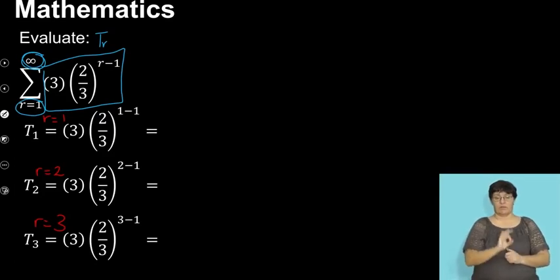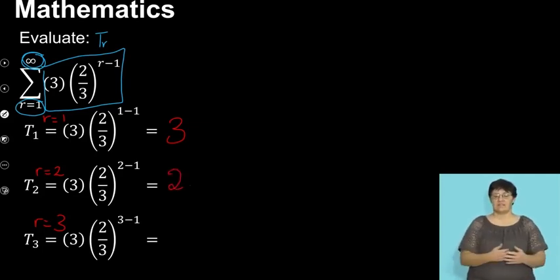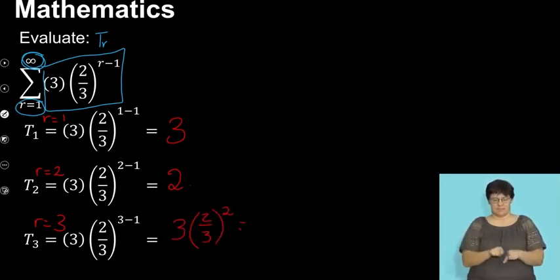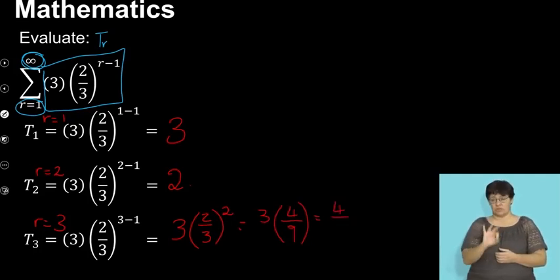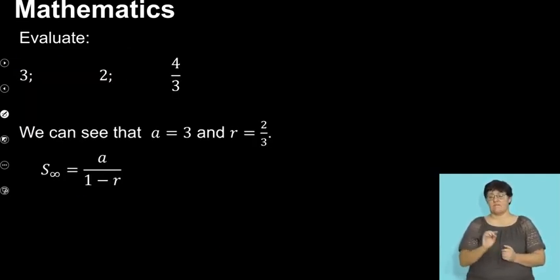So if I have 3 times 2 over 3 to the power of 1 minus 1, I'm going to be left with 3. Then for term 2, I've got 3 times 2 over 3 to the power of 2 minus 1. And everyone, that is just going to leave me with a value of 2. Cool, guys. And then to find the value of the third term, I'm going to say 3 times 2 over 3 to the power of 3 minus 1, which is 3 times 2 over 3 to the power of 2, which is the same thing as 3 times 4 over 9, which gives me 4/3 as an answer. So we have the first three terms being 3, 2, and 4/3.